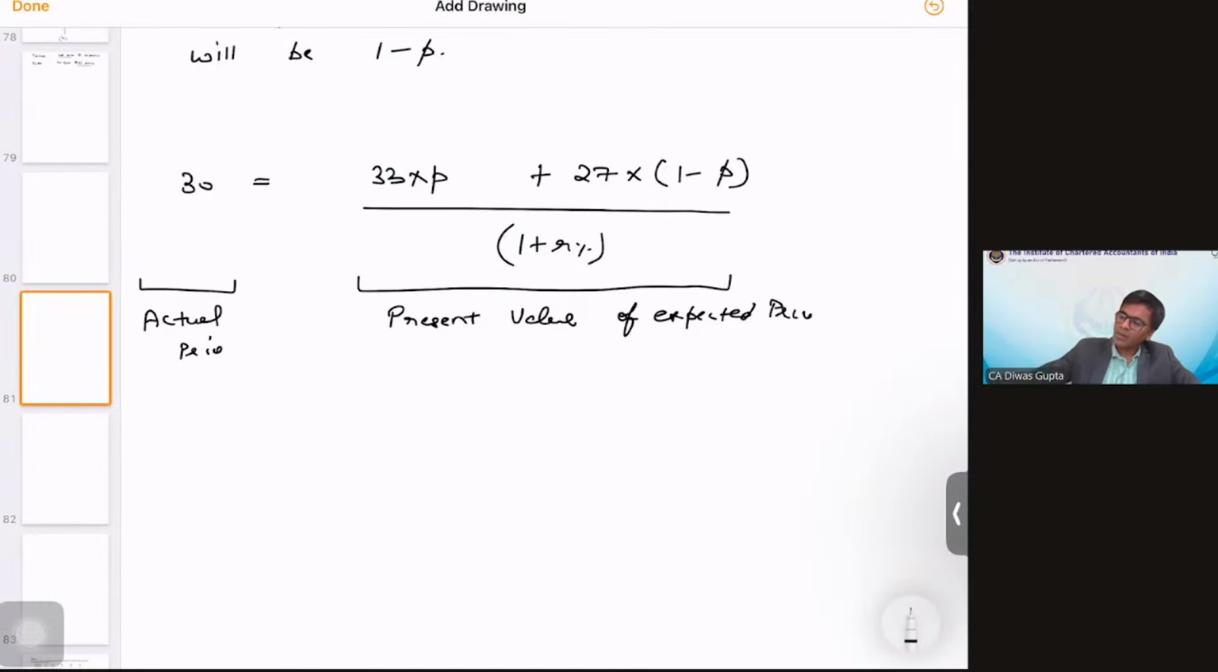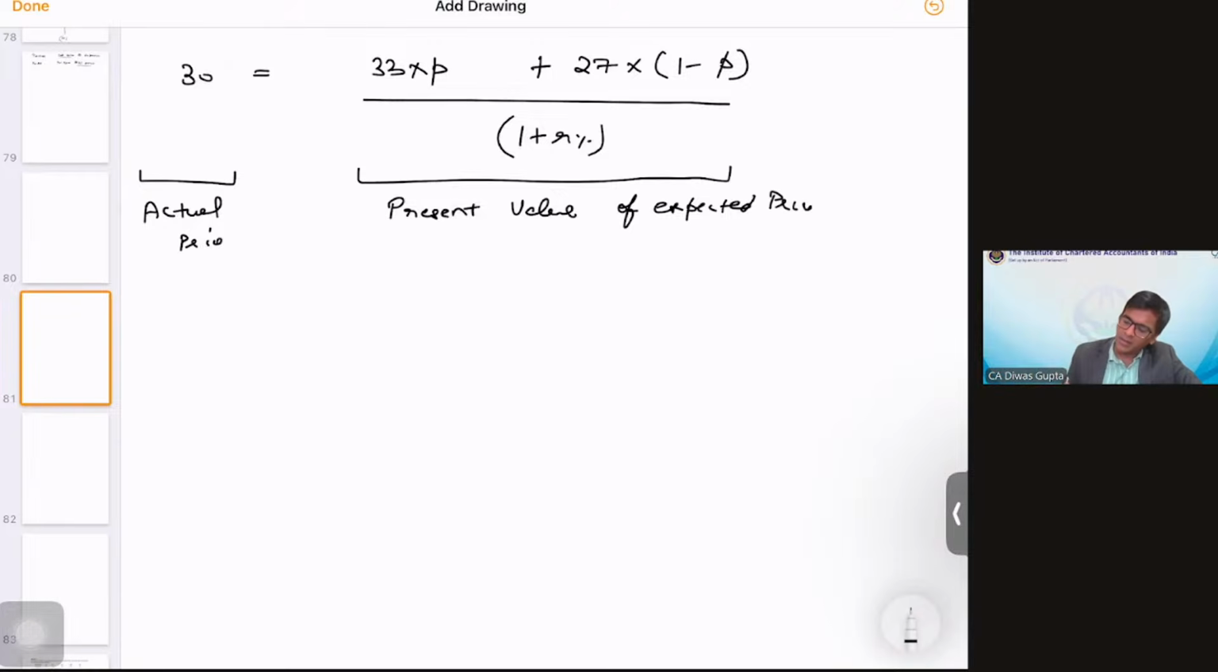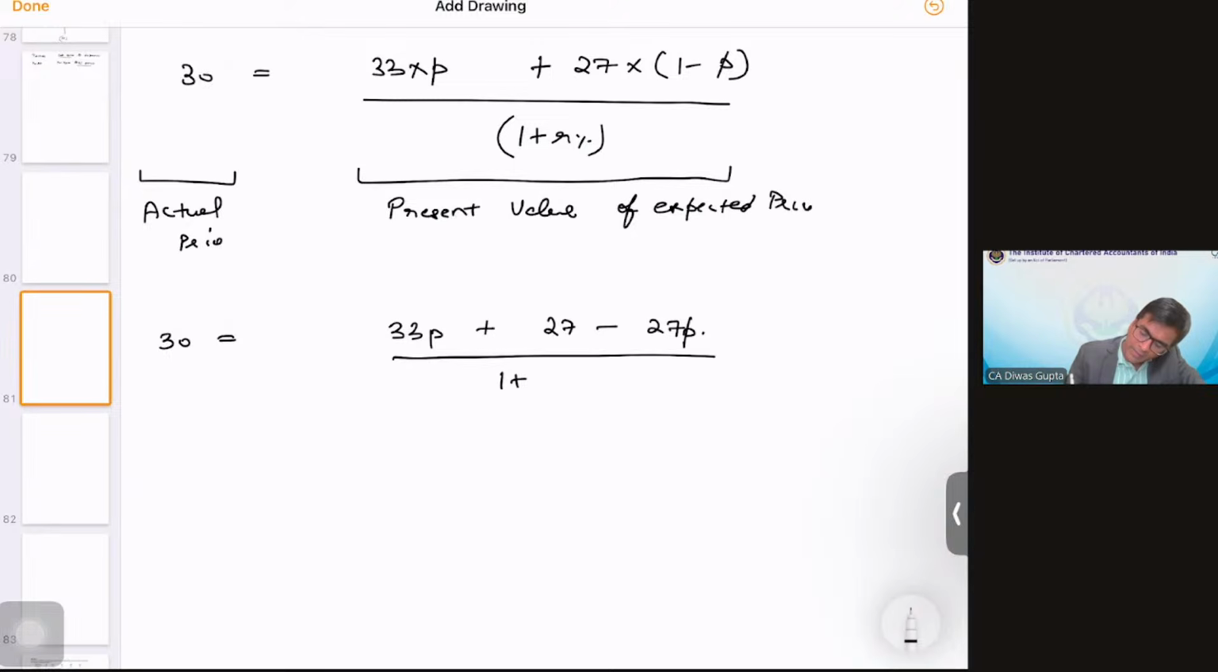Now if we solve for p here, 30 is equal to 33p plus 27 minus 27p divided by 1 plus r. What is r here? 2.5 percent, right? So r will have to be taken only for 3 months, because here the instrument was devised for 3 months, students.